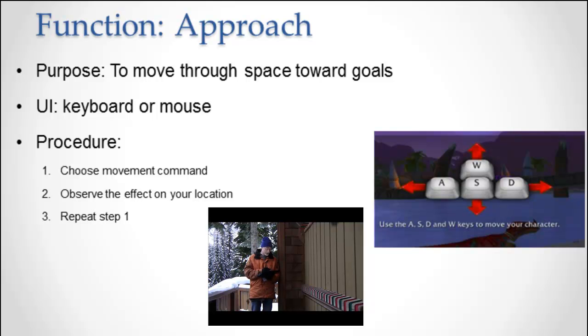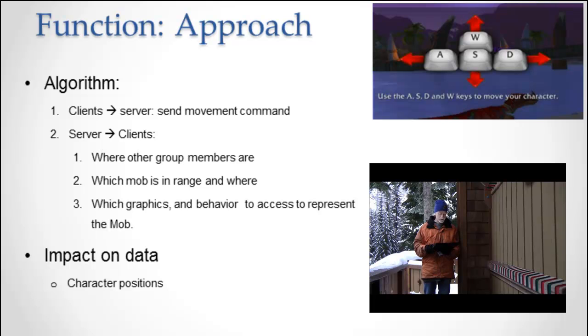Now let's look at the algorithm. So we have clients and servers, and I'm going to boil it down really to the client and the server. I'm not going to talk much about the data layer in these examples. The algorithm is that the client sends a movement command to the server. The server then communicates back to the client where other group members are, so where the rest of the people on the screen are, and which mob is in range. So I move and now all of a sudden I come close enough to be able to attack it. It'll tell me that, and where it is, and which graphics and behavior to access to represent the mob.